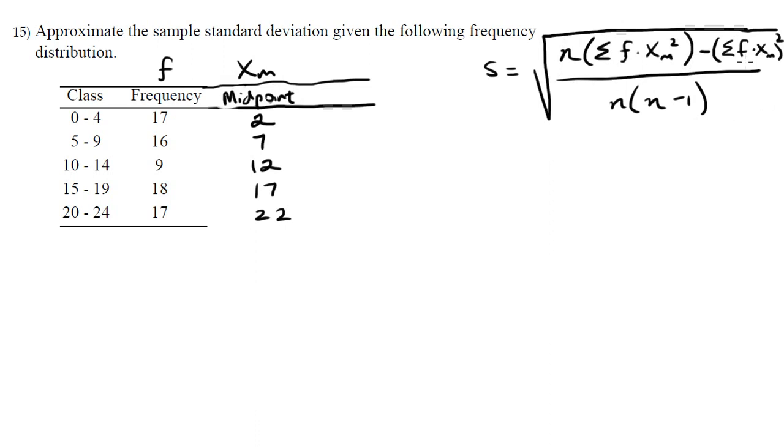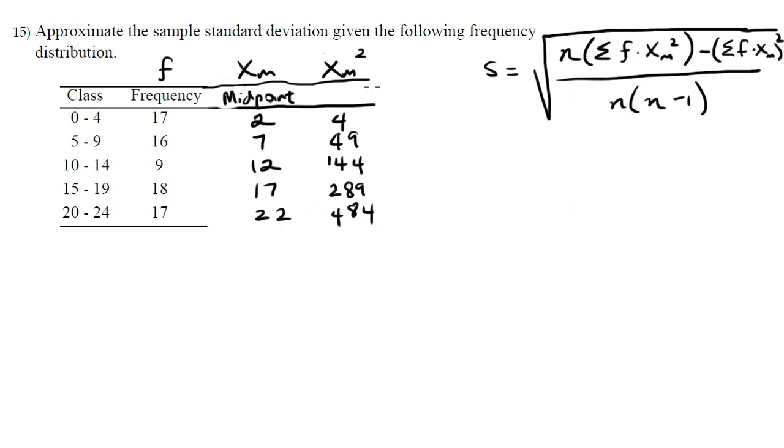Okay, so looking at this formula, I also need the squares of all of those midpoints. I need the midpoint squared. So 2 squared is 4, 7 squared is 49, 12 squared is 144, 17 squared is, what's that, 289, I believe it is. And I forget offhand what 22 squared is. Okay, that makes sense, 484.